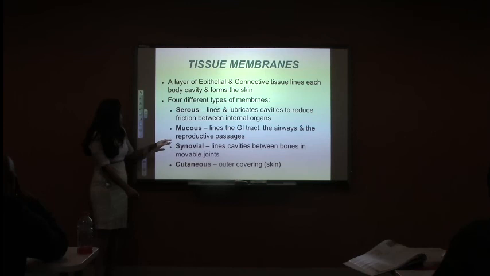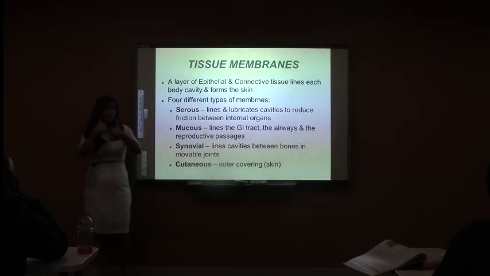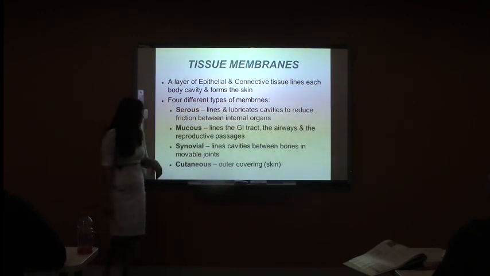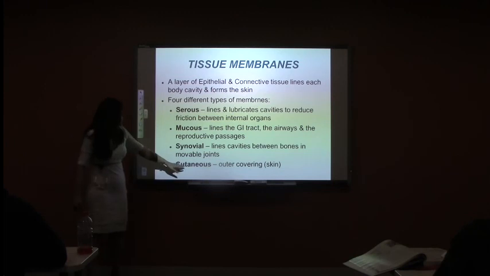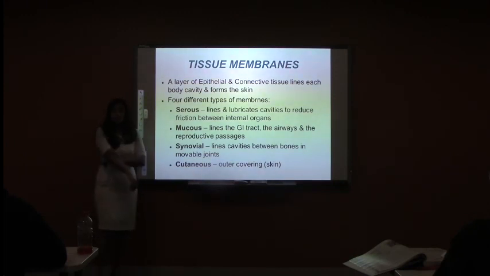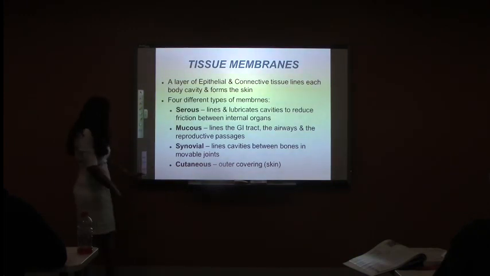Okay. You have synovial membrane, which is between two joints, and it's for lubrication. Okay, it actually produces fluid. Then your cutaneous, which is your outer covering, which is your skin. Make sense?